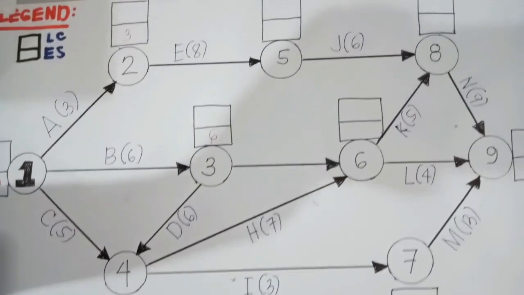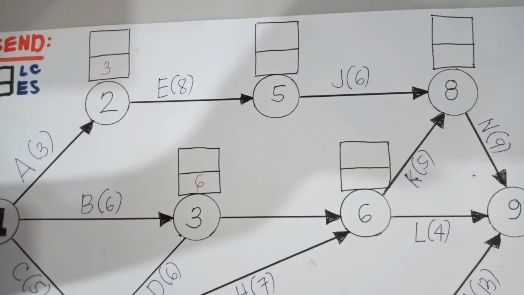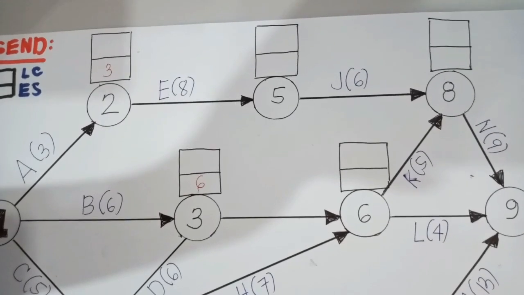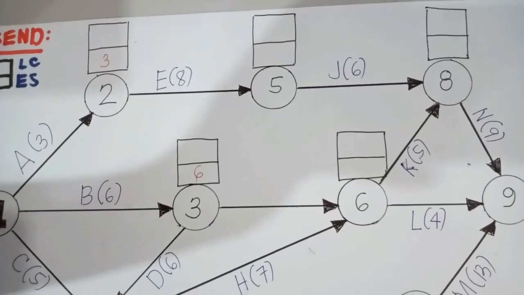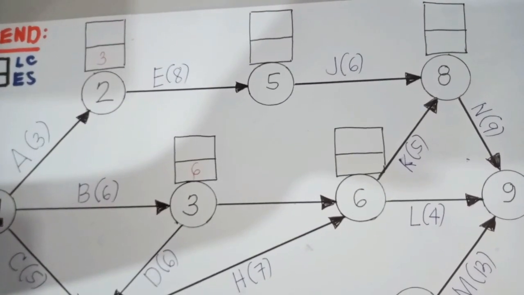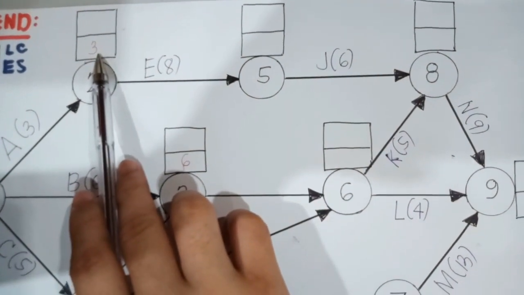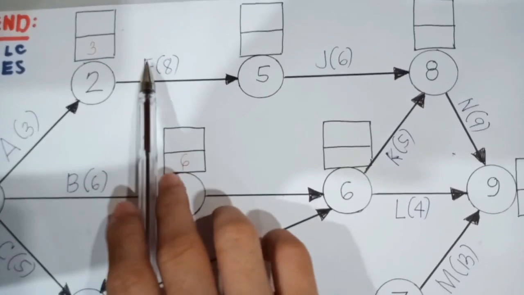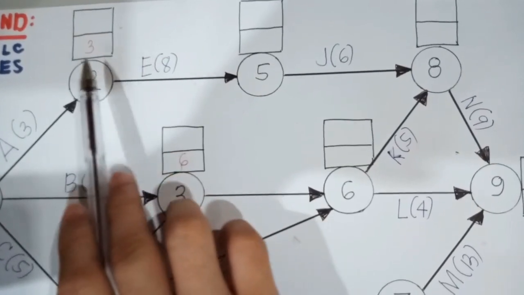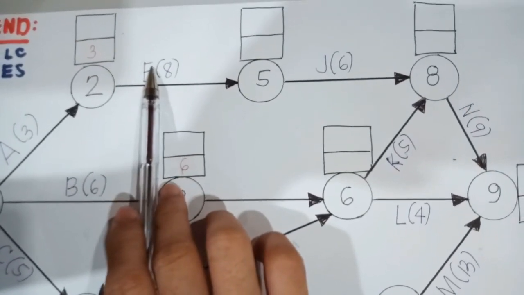And for node number 5, same process, okay? Earliest start time of the starting node plus the duration. So in this case, the earliest start time for node number 2, that would be 3, as you can see, plus the duration of 8. So 3 plus 8, that would be 11.